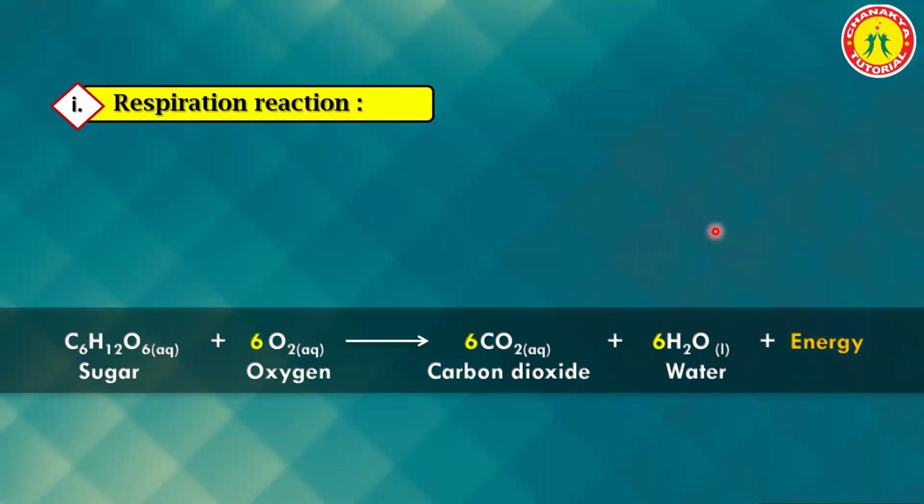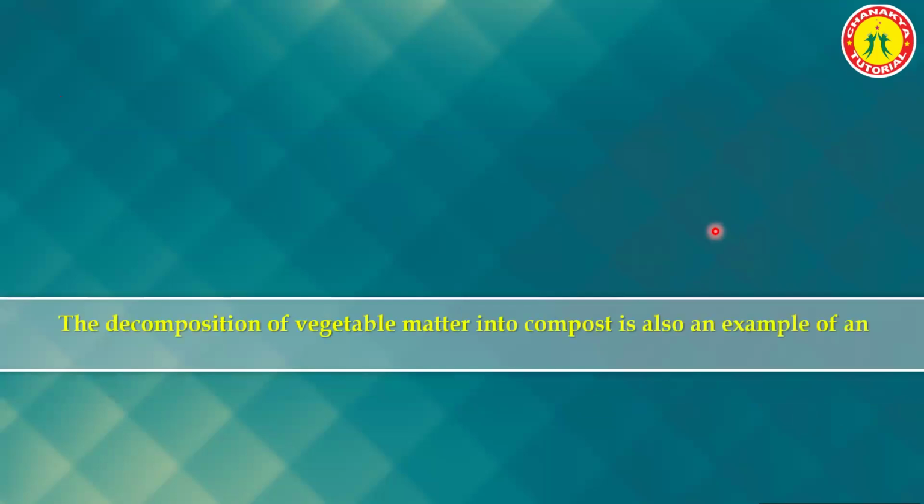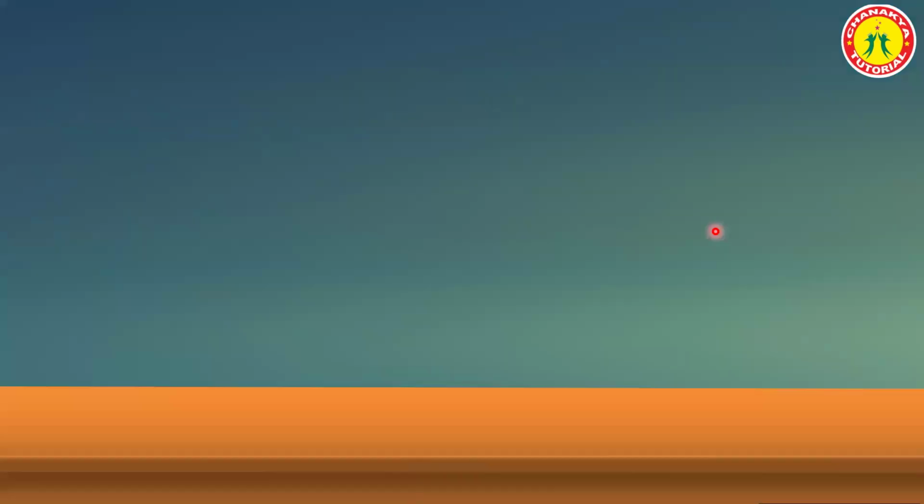We'll balance this chemical equation. The decomposition of vegetable matter into compost is also an example of exothermic reaction. The vegetable waste we collect and then keep to turn into compost. So there is release of heat or release of energy in this reaction also. Hence it is called exothermic reaction.